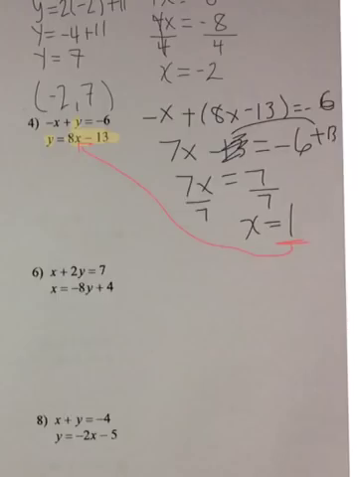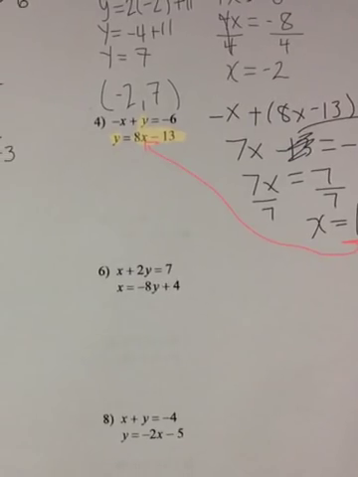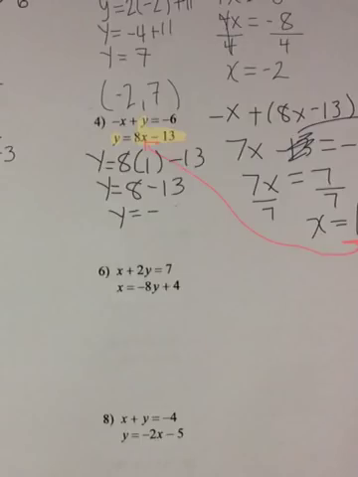Remember, now that you have this, you're going to plug it back into the y equals. Always plug it back into the y equals because that's the easiest thing to do. So it's going to be y equals 8, x was 1, minus 13. Y equals 8 minus 13. So y equals negative 5. So my solution is 1, negative 5. That's how you solve systems of equations by hand.